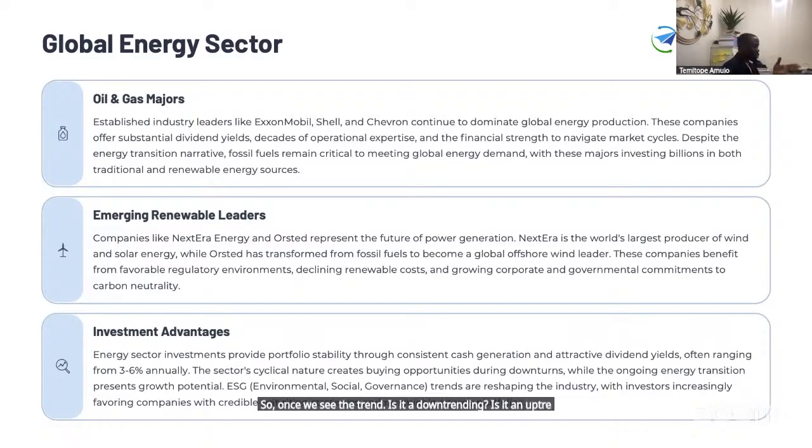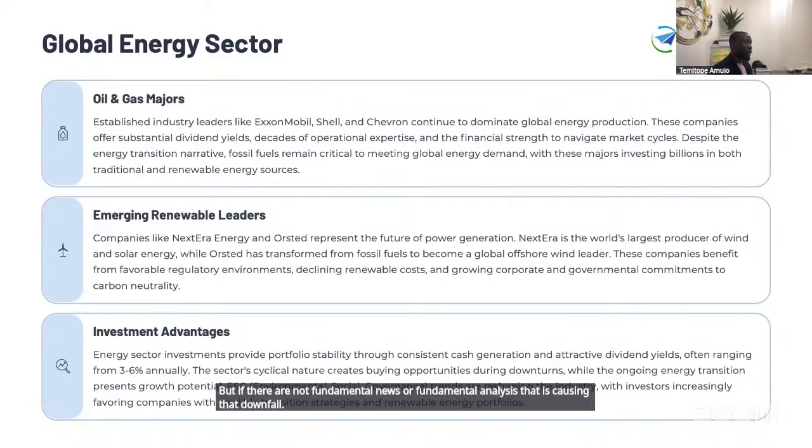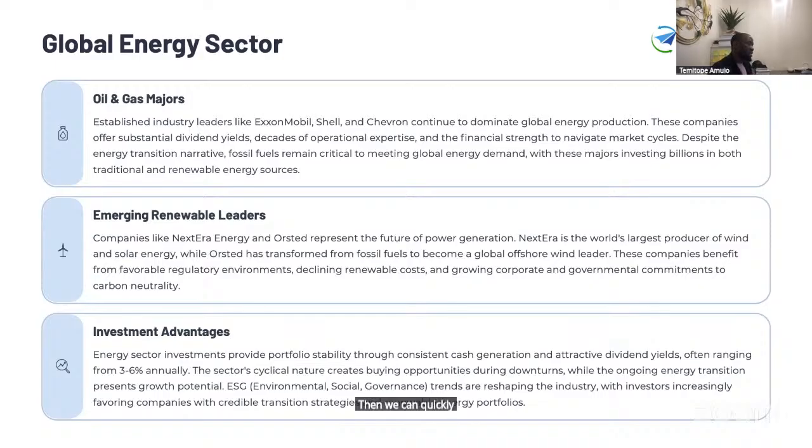And you remember I told you sometimes that if a share is downtrending or uptrending, you should not panic. It is a signal that you can make money from both sides. So don't panic when we go there and we see that it is downtrending, but it's at the floor. We can quickly buy, because when we buy at that time, it may likely start rising. But if there is no fundamental news or fundamental analysis causing that downfall, then we can quickly buy when a share is at the floor.